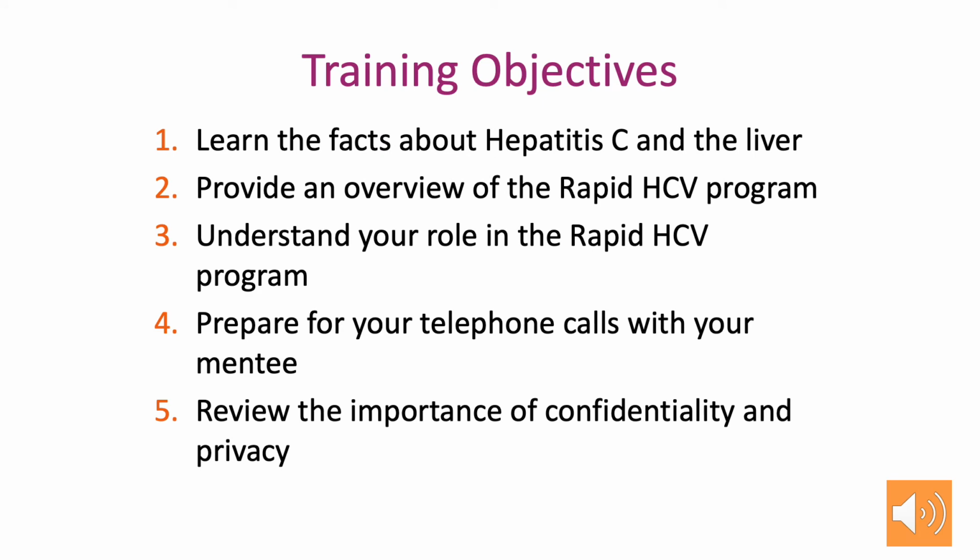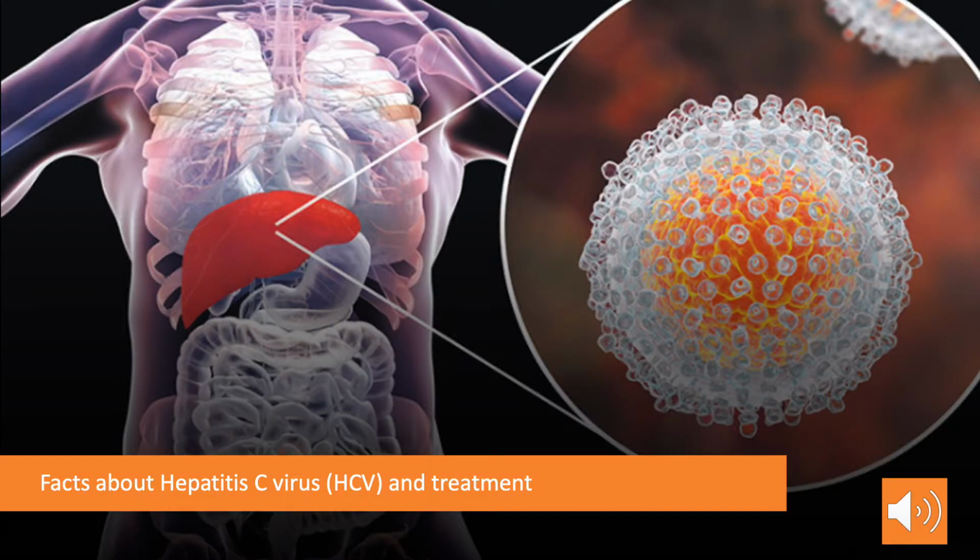So you only have to watch that video if you are a site coordinator. And these are the training objectives for the training modules. So this is to first learn the facts about hepatitis C and the liver. You will also be provided with an overview of the Rapid Hepatitis C program. You will understand your role in the Rapid Hepatitis C program. You will be prepared for your telephone calls with your mentee. And lastly, we will review the importance of confidentiality and privacy.